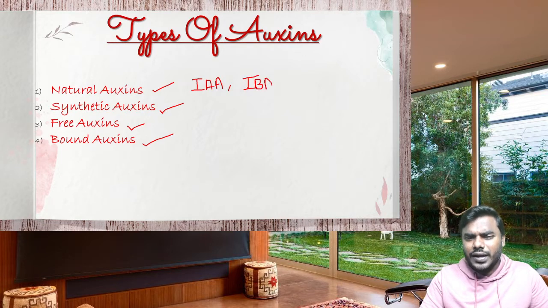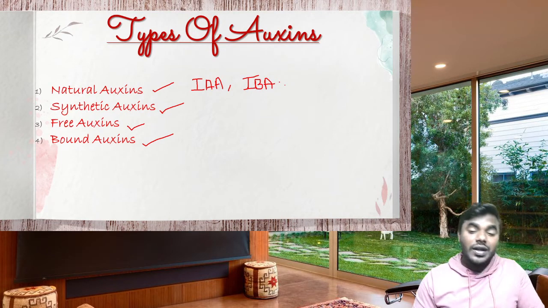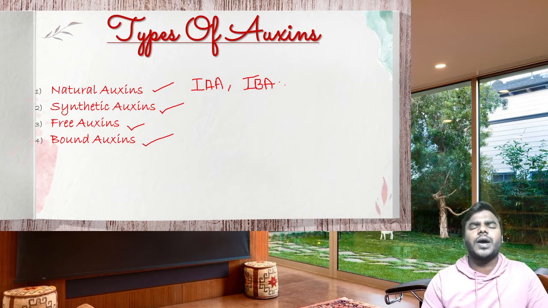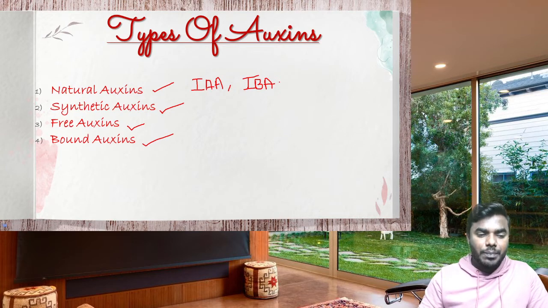A simple point. Okay, but friends, I want every one of you to remember one more common point. How many auxins may be present in the plant body?